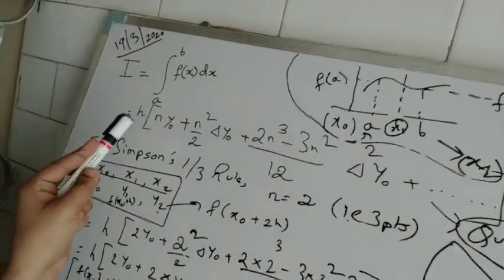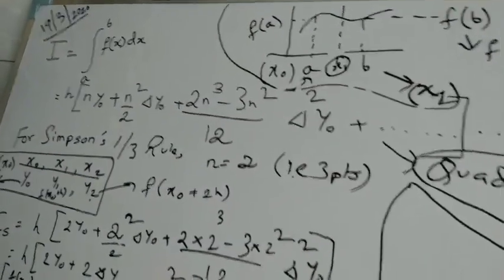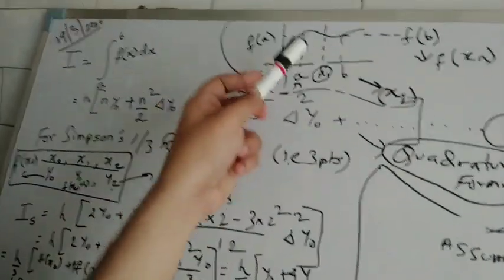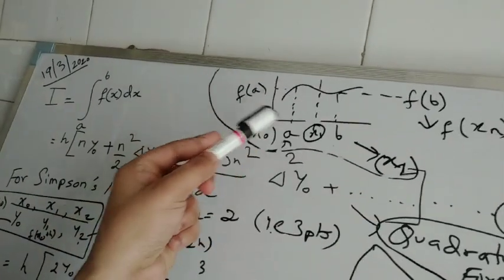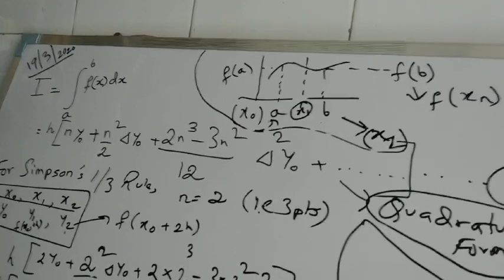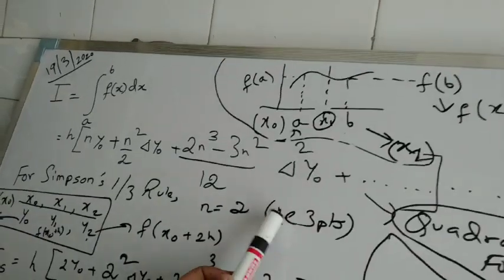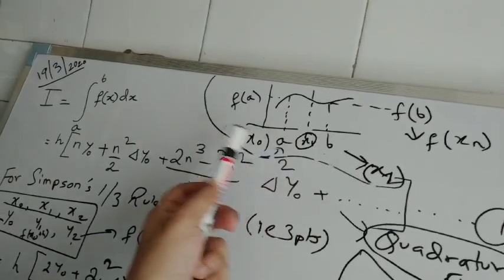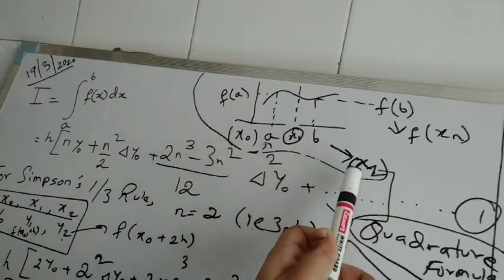So this is your quadrature formula. As I have told in the class, for Simpson's 1/3 rule, we should consider n equal to 2. What is this n? Number of subintervals. In the trapezoidal case we took one chunk of area. Since n equals 2 here, there will be 2 subintervals, so 3 points: x0, x1 and the last point x2.